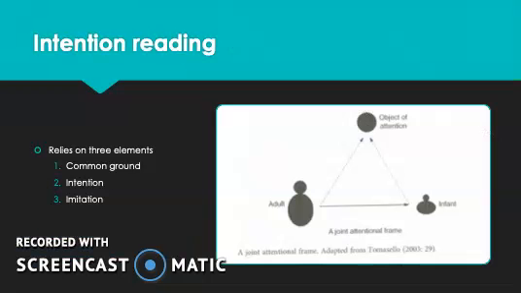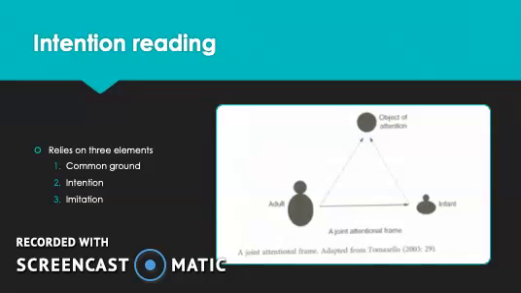Second, we have intention reading. It allows infants to begin to connect specific patterns with meaning. This intention reading relies on 3 elements: common ground, intention, and imitation. Take a look at the scheme. The common ground. There has to be a common ground. For example, when a parent is playing with its child and a toy, there is a 3-way relationship between child, parent, toy. The common ground.